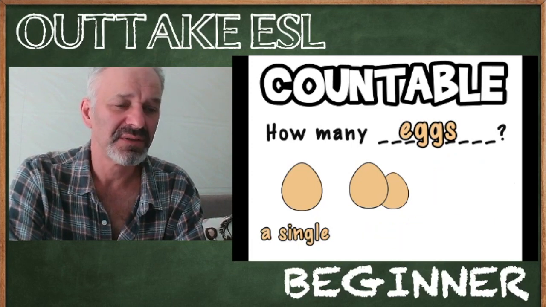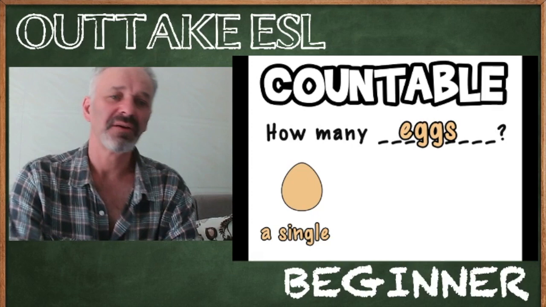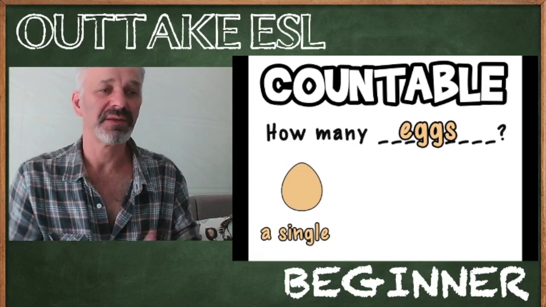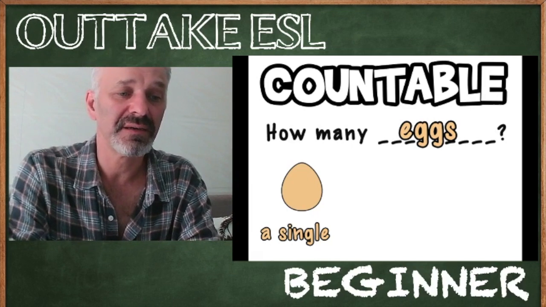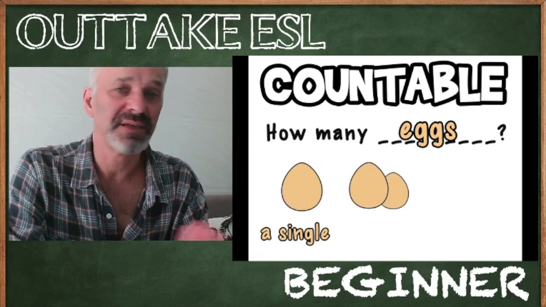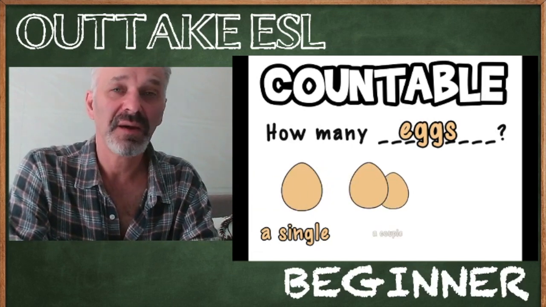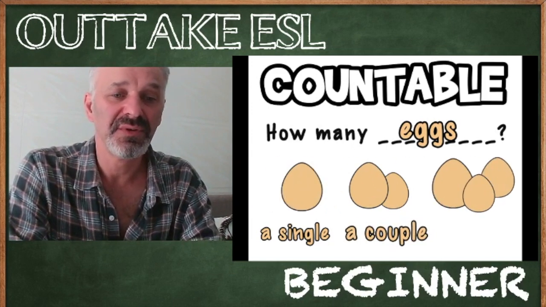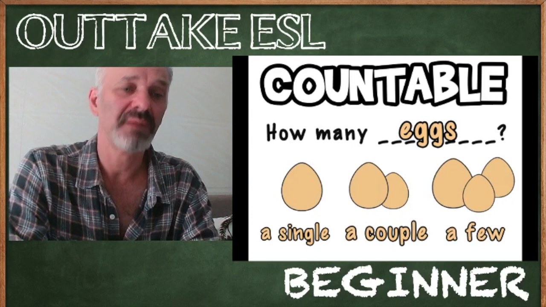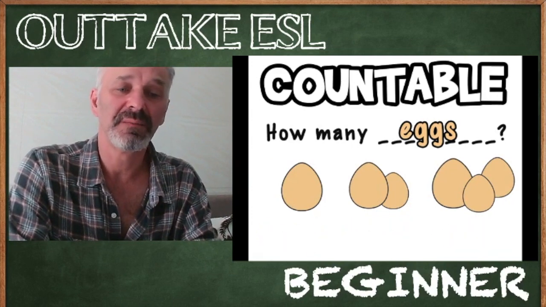So I reintroduce this slide here. And I say, okay, how many eggs? And I go, 1 egg. I buy 1 egg, a single egg. How many eggs? I buy 2 eggs, a couple. How many eggs? A few. Now how many eggs? Some eggs.